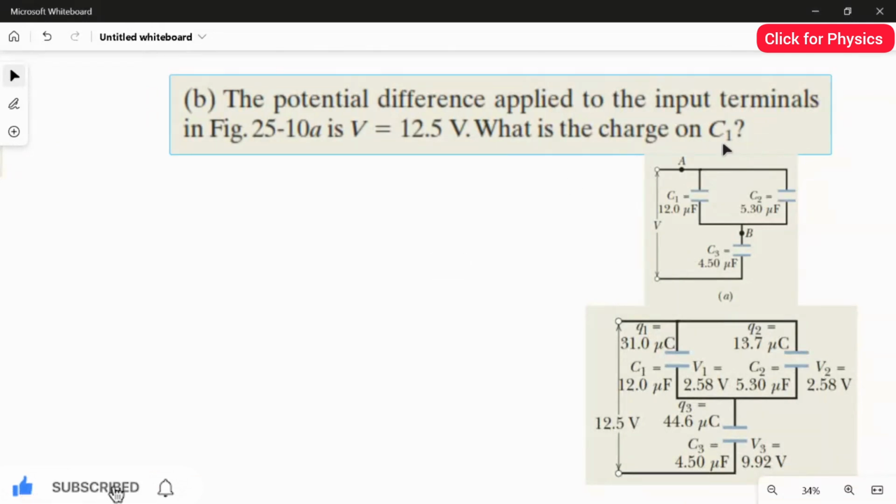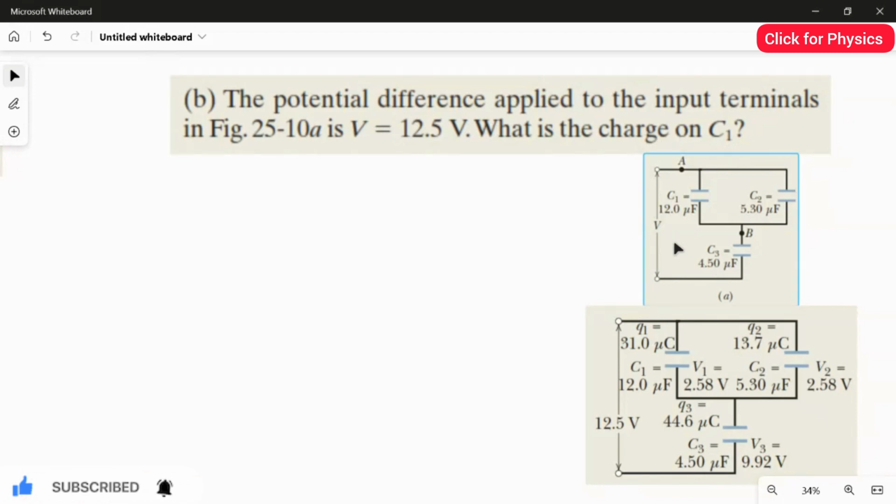Now, if you apply 12.5 volt to this circuit, we are going to find what should be the charge on C1. So here you have to apply the theoretical concept we studied in the theory class. Suppose you have capacitors in parallel, the potential across the capacitors will be the same and the charge stored in each capacitor will be different. So if you see this C1 and C2, they are parallel. In C1 and C2, the volt across them will be the same value, but the charge stored in C1 and C2 is different.